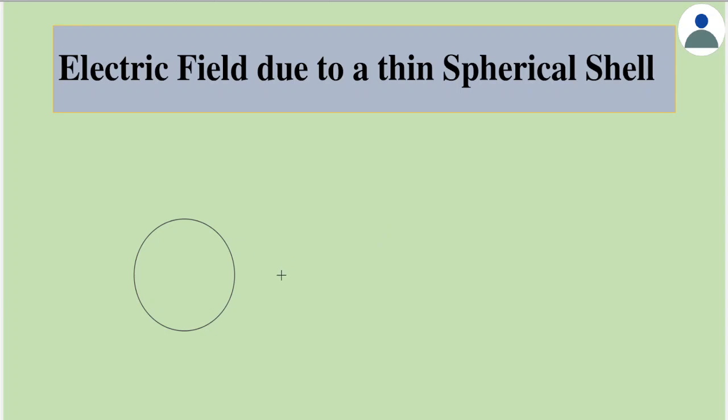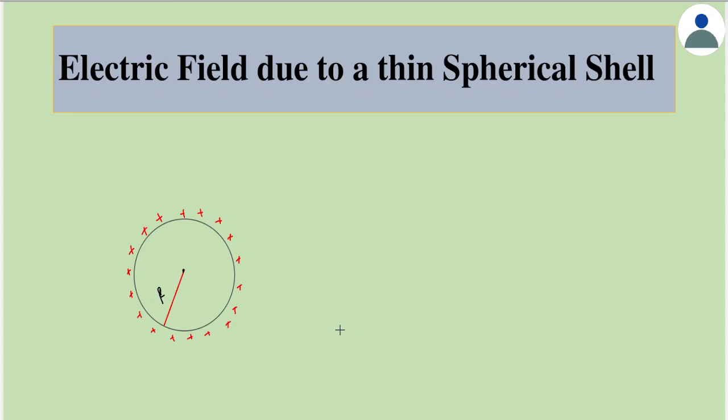A thin spherical shell, which is a conductor, would basically mean that the charges are present only on its surface. Let's assume that the charge is distributed uniformly over its surface, and here we will assume that it is a positive charge. Let its radius be some capital R. So capital R is the radius of this thin spherical shell.